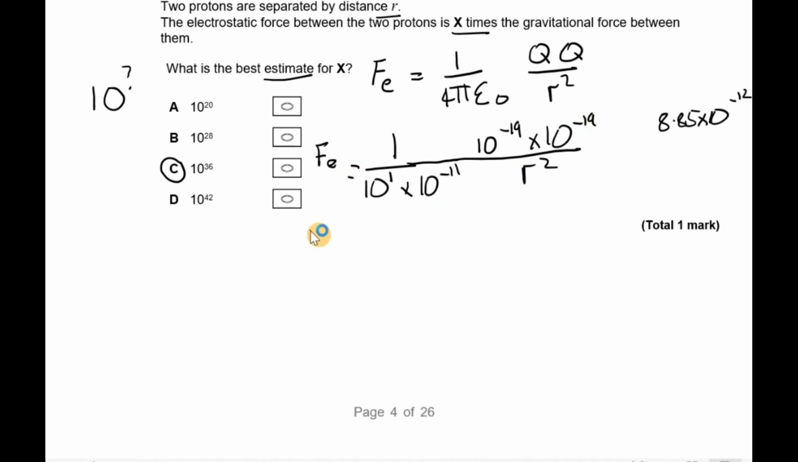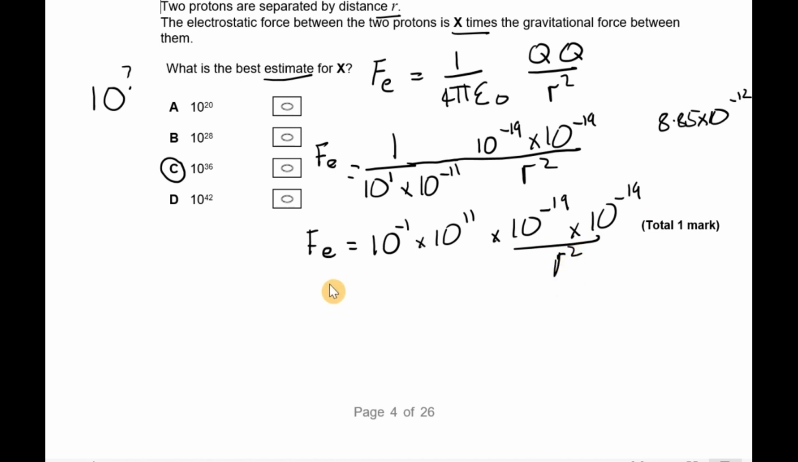So an approximation for the electrostatic force. Oh, the other thing to remember is if you've got 1 over, those indices become negative. So that's the same as 10 to the minus 1. That 10 to the minus 11 becomes 10 to the plus 11. And then we've got 10 to the minus 19, 10 to the minus 19, all over r squared. So the approximation for the electrostatic force is 10 to the minus 28 all over r squared.